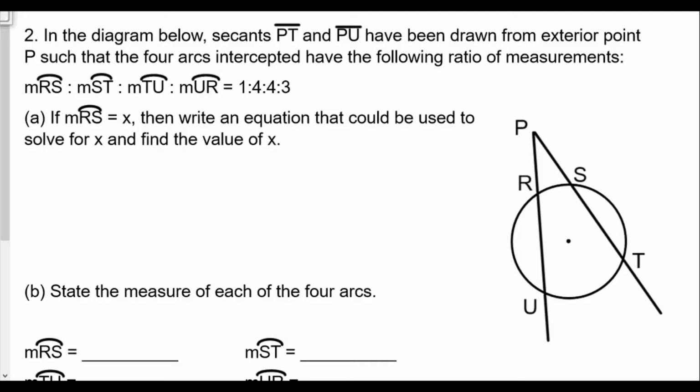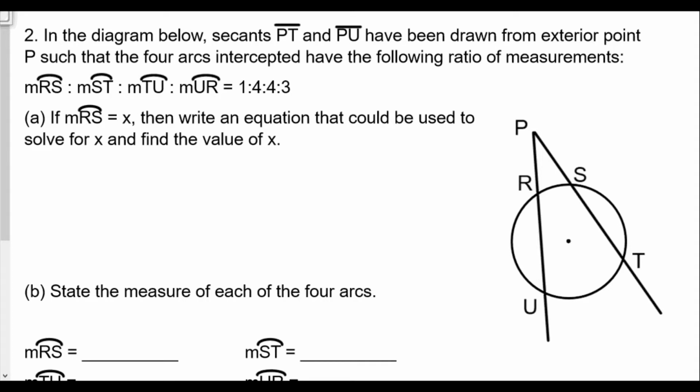Welcome back to our Lesson 21 homework review, Part 2, Tangents and Secants in a Circle. Our second question: in the diagram below, secants PT and PU have been drawn from exterior point P such that the four arcs intercepted have the following ratio of measurements. The measure of arc RS to arc ST to arc TU to arc UR equals 1 to 4 to 4 to 3. Our first question is, if the measure of arc RS is equal to x, then write an equation to solve for x and then find that value.